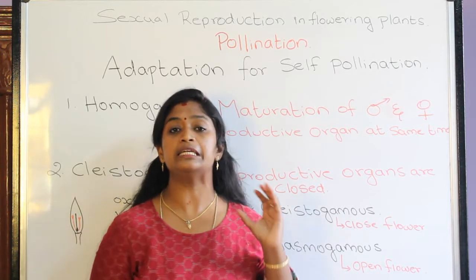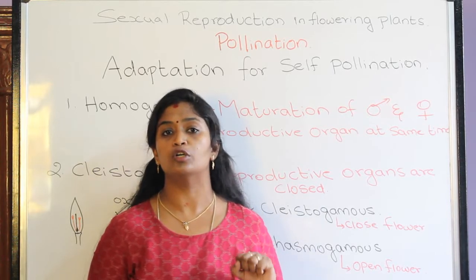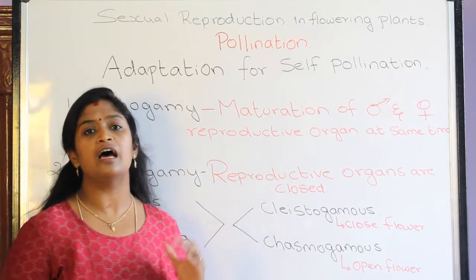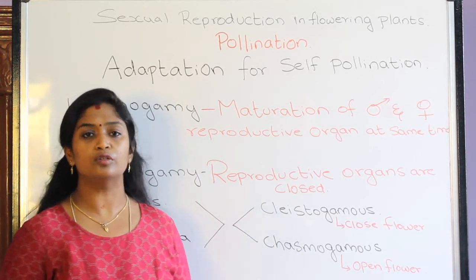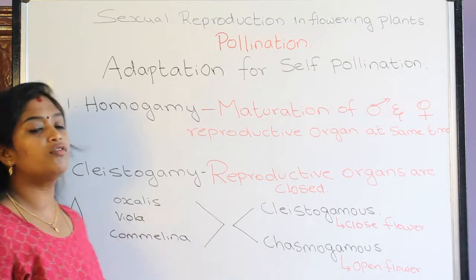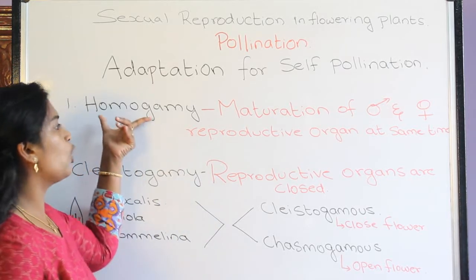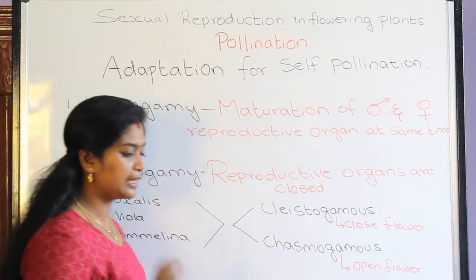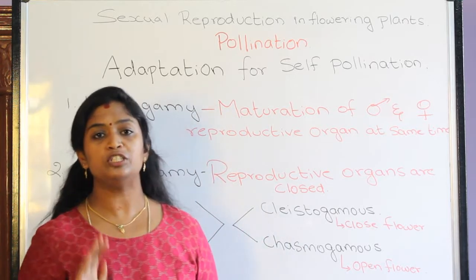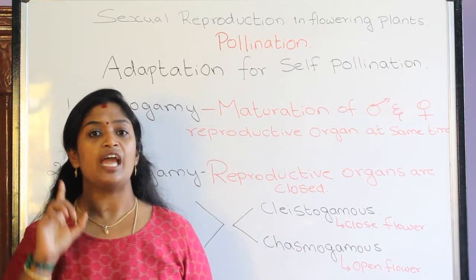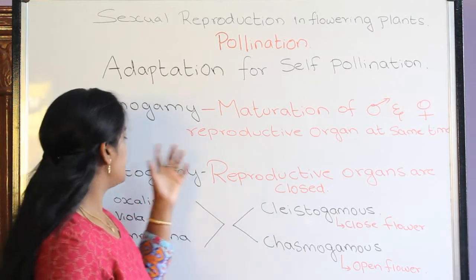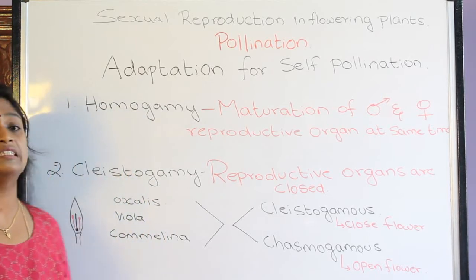Now we have to see certain adaptations the flower undergoes in order to give way for self-pollination. So there are different types of adaptations of a flower in order to undergo self-pollination. Let's see one by one. The first type of adaptation is called homogamy. Homogamy is a condition where the male and the female reproductive organs of a flower mature at the same time. That is, if the egg matures at the same time, the anther matures to give rise to the pollen grain.